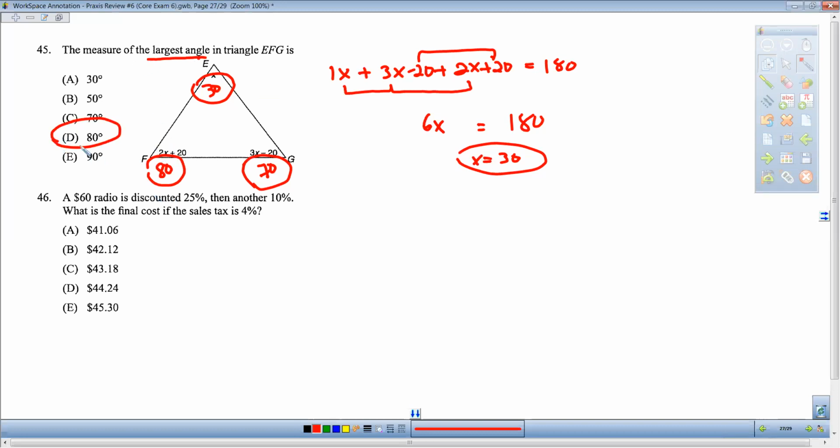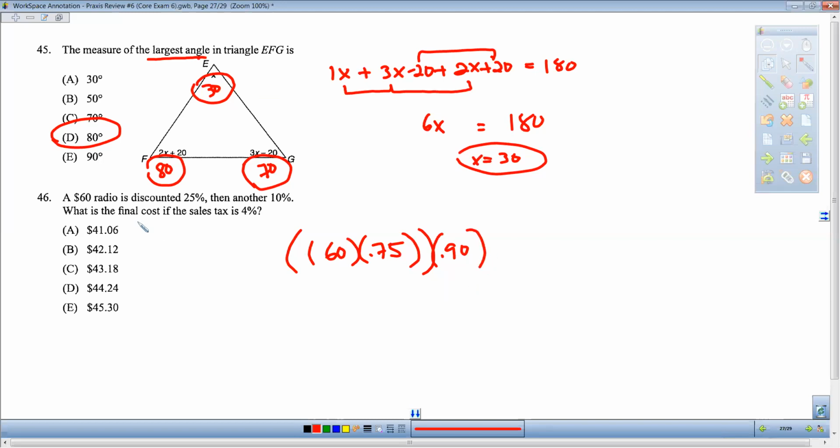It would be 80. So if you've got a $60 radio and it's discounted 25%, that means you're only paying 75% of it. But then you get another 10%, which means of all of that, you're paying 90%.